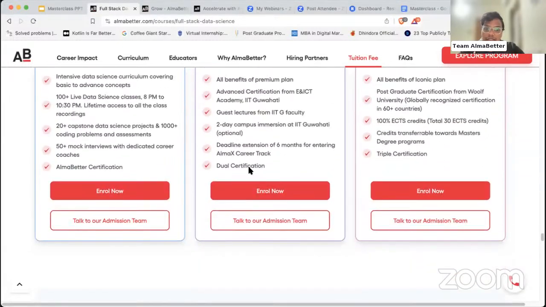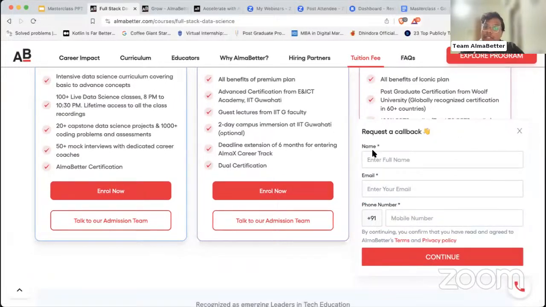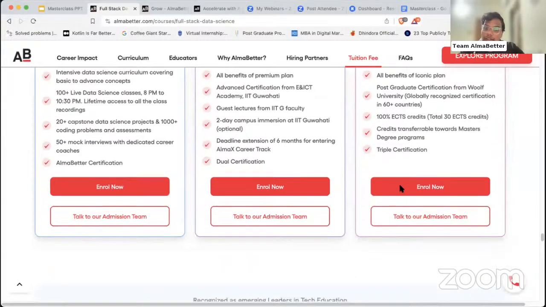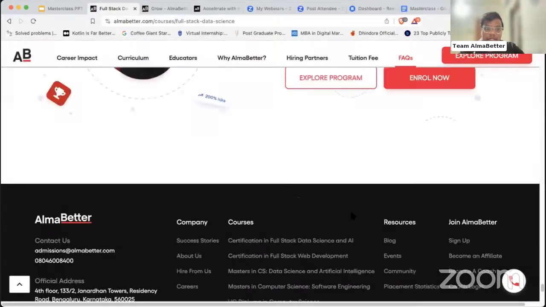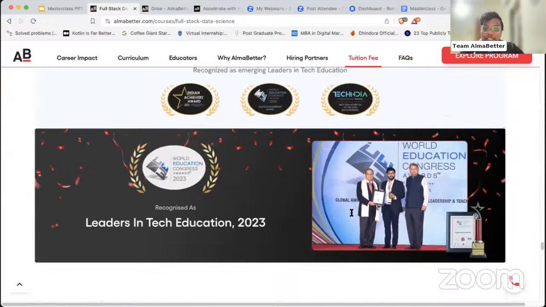Right? You can click on enroll, and also you can talk to our admission team. You just have to give your name, email address, phone number. They'll contact you and they'll solve all your doubts regarding the course or things like that.